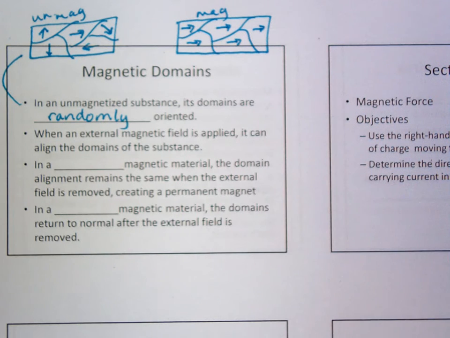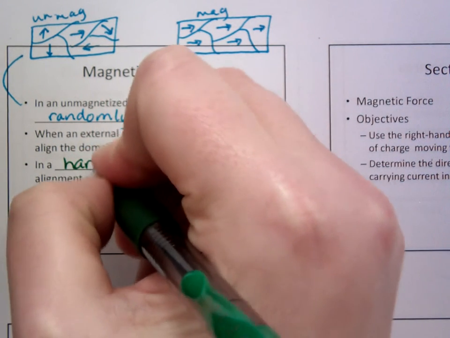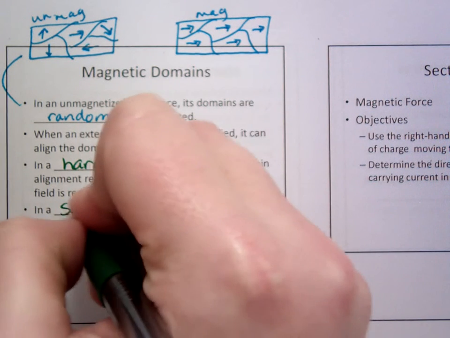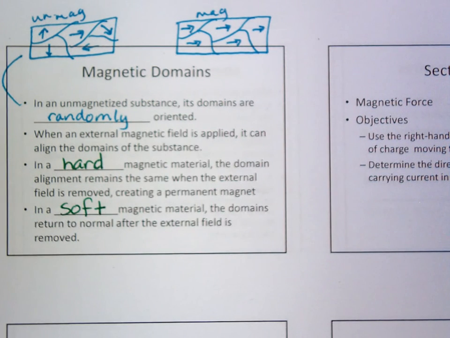Now we mentioned hard and soft magnetic material earlier in section 1. In a hard magnetic material, this is one that's difficult to magnetize, but once it is, it stays that way. In a hard magnetic material, if you apply a magnetic field to the object and then remove it, the domains will stay aligned, which is going to create a permanent magnet. But in a soft magnetic material, the domains return to normal once you remove the magnetic field.